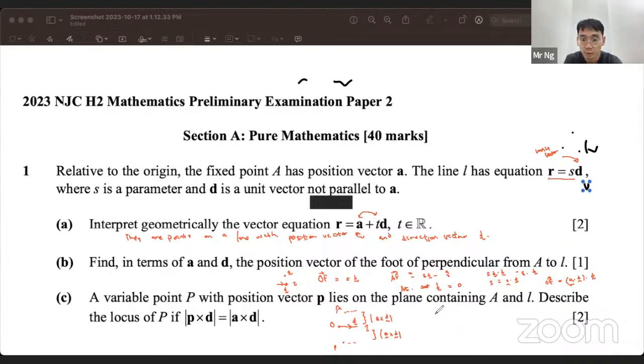Or we can interpret like this. Because for P cross D, their distance is the same. This one I'm going to skip.